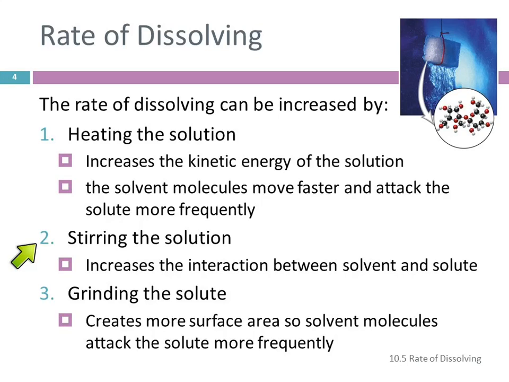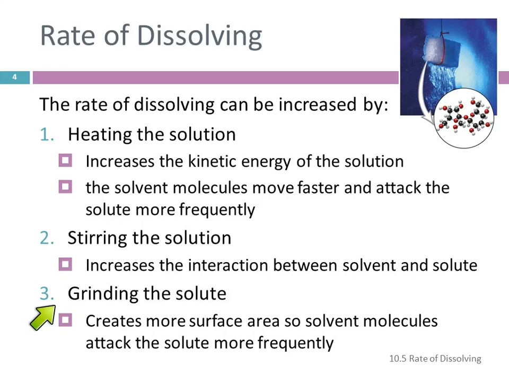Another way to increase the rate is by stirring. If you put a spoonful of sugar in a cup of tea and do not stir it, eventually it will dissolve and mix. But it'll dissolve and mix much faster if we stir it, right? Stirring does essentially the same thing that heating does by allowing the solvent molecules to interact more with the solute. So by stirring this, we are creating movement and causing the solvent molecules to come and attack that solute more frequently.